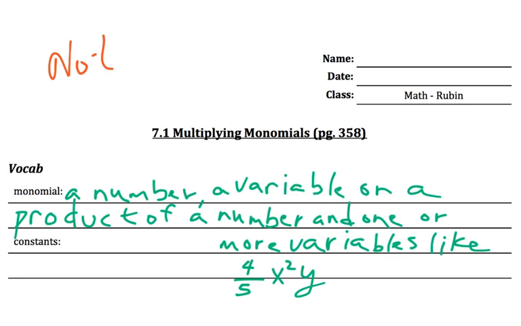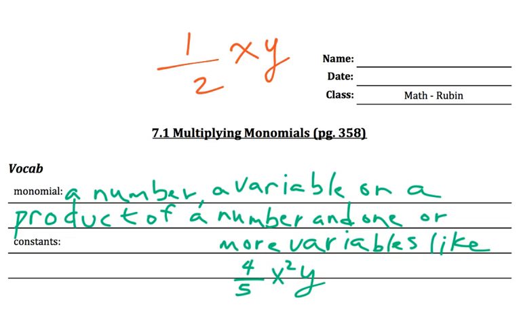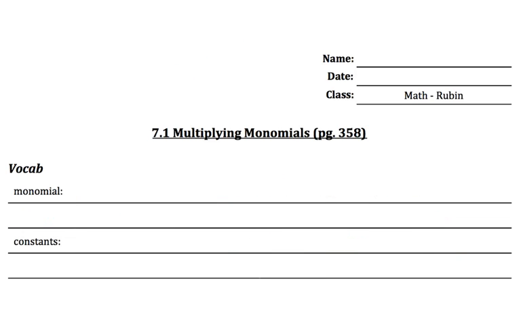Here's what is not a monomial: something that ends up with variables in the denominator, because then you're dividing by variables and you're not multiplying by variables. That is not okay, but this is what would be one. Just multiplying by a fraction, that's okay, because that's just a number. But it's the variables that matter. I'm going to clear this out and move on to the constants definition.